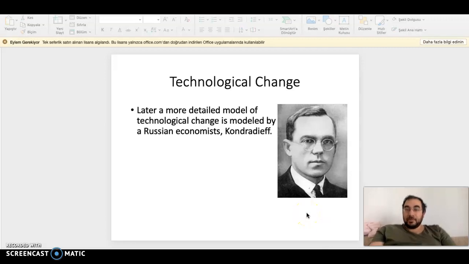Well, welcome to the second part of our lecture on technological change in the Marxian economics course. And in this part, we will look in more detail at Kondratiev's model.